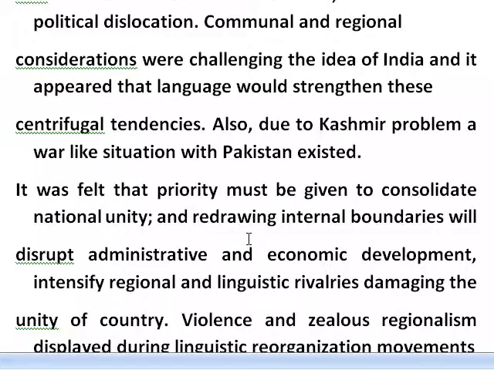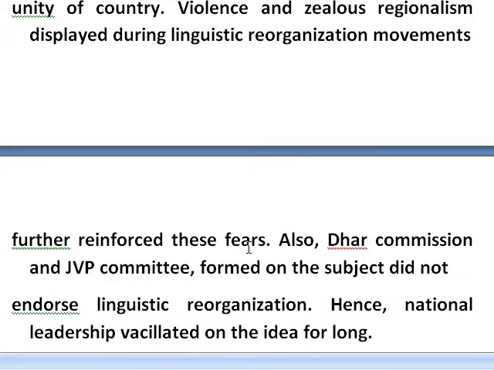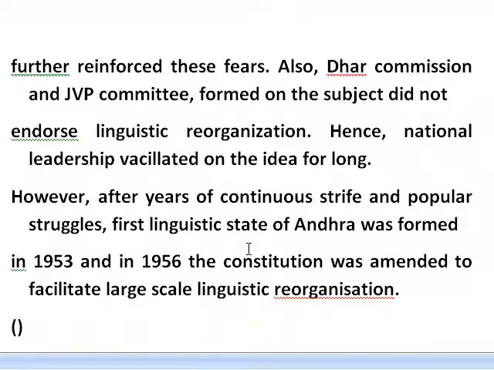Violence and jealous regionalism displayed during the linguistic reorganization movement further reinforced these fears. Also, the Dhar Commission and the JVP committee formed on the subject did not endorse linguistic reorganization. Hence, the national leadership vacillated on the idea for long. However, after years of continuous strife and popular struggle, the first linguistic state of Andhra was formed in 1953.